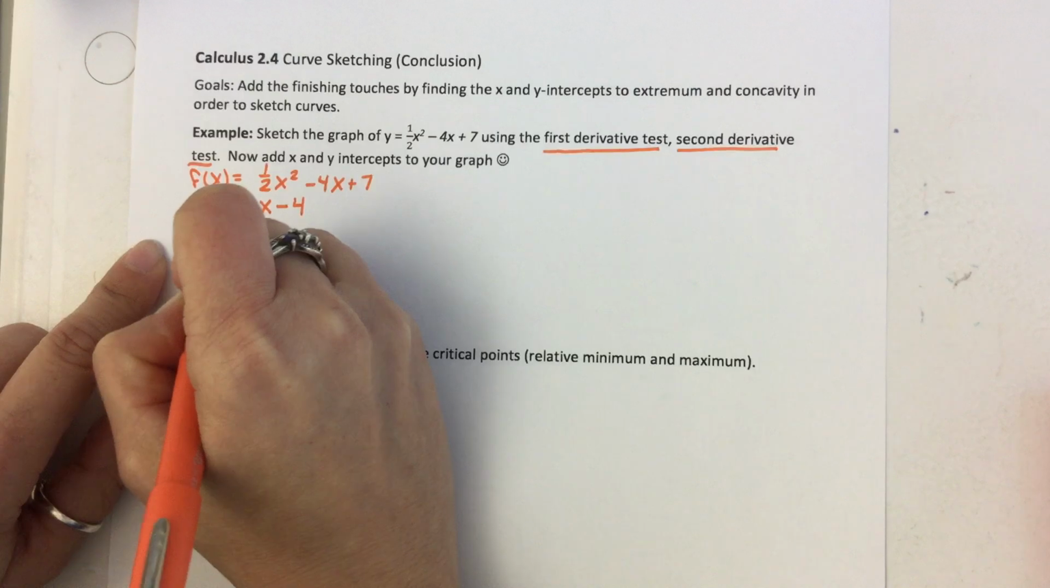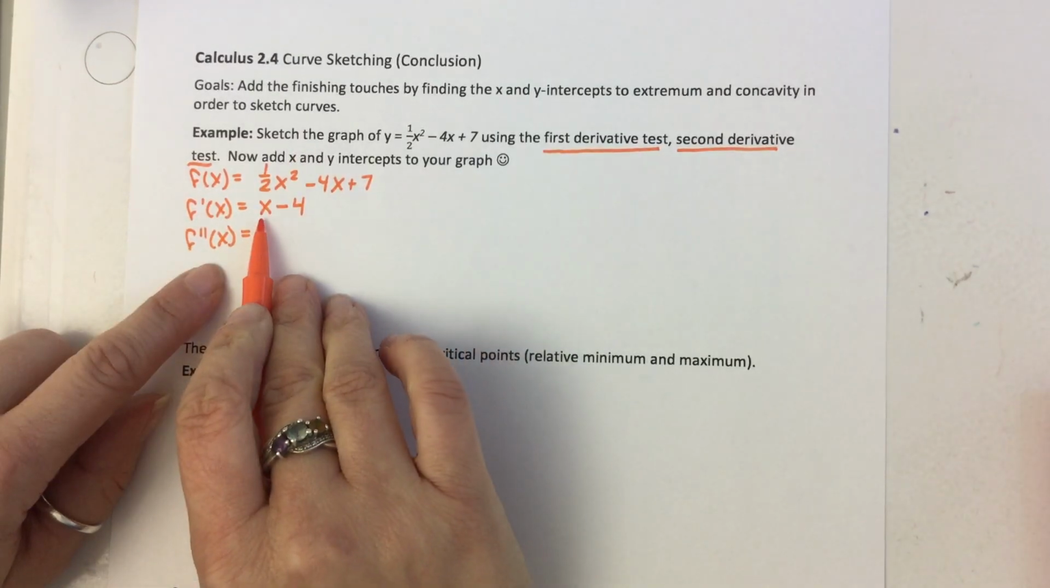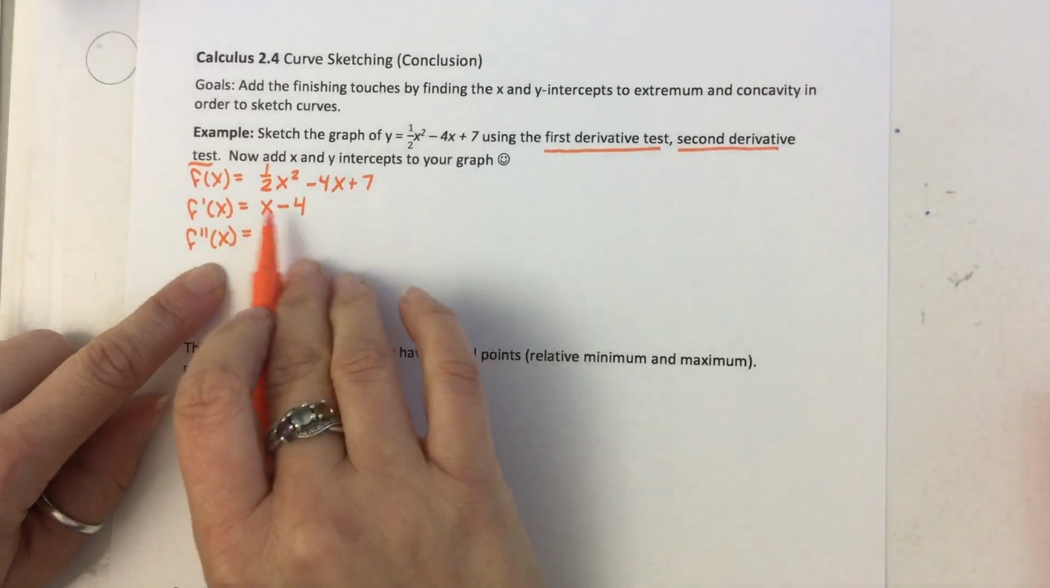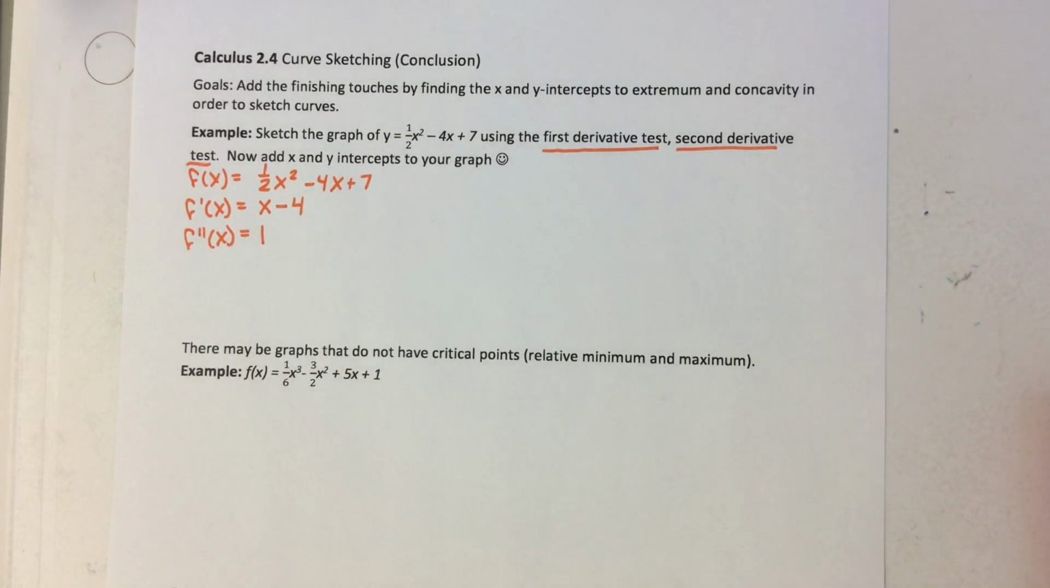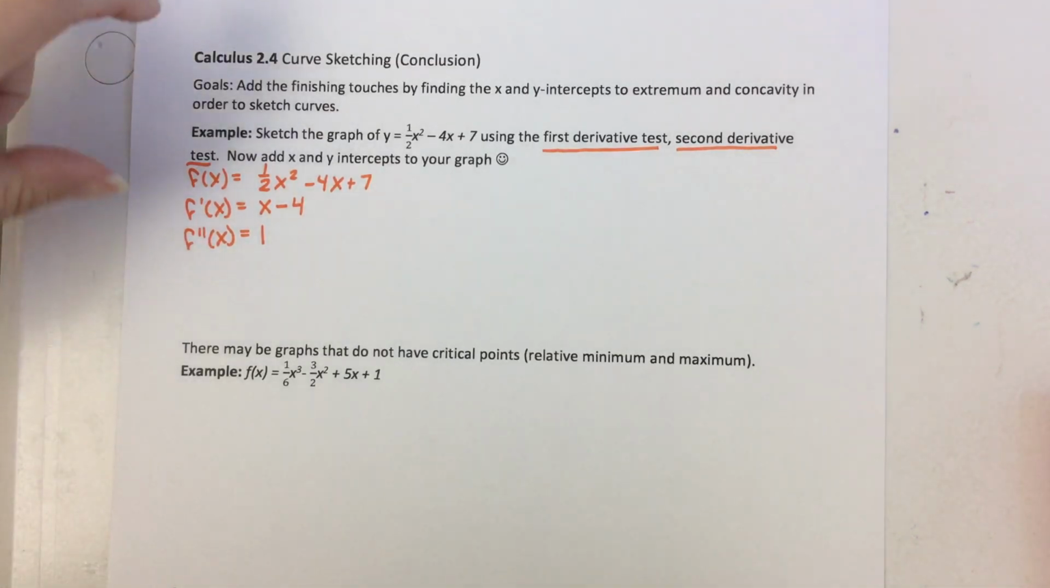Now you find the second derivative. The derivative of x is 1. The derivative of negative 4 is 0. So that is step 1. Now remember, the first derivative helps you to identify extreme points. Those are your possible maximums and minimums.